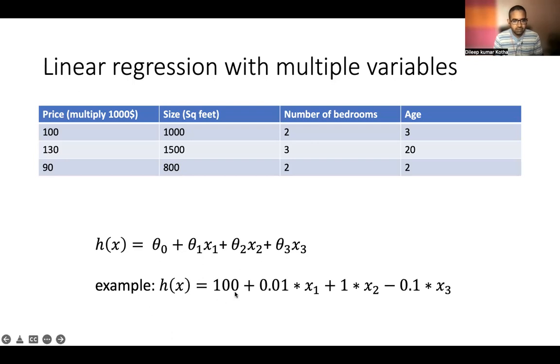So if we consider 100K to be the base price of any house, so θ0 if you put as 100K, 100 plus 0.01 times size of the house plus 1 times number of bedrooms minus 0.1 times age of the house, because with age the price of the house will go down, because a 30-year or a 40-year-old house doesn't hold any value. So we have to subtract the age of the house. So the parameters can be negative as well. They can be positive as well, they can be negative as well, and they can be small as well, and they can be big as well.